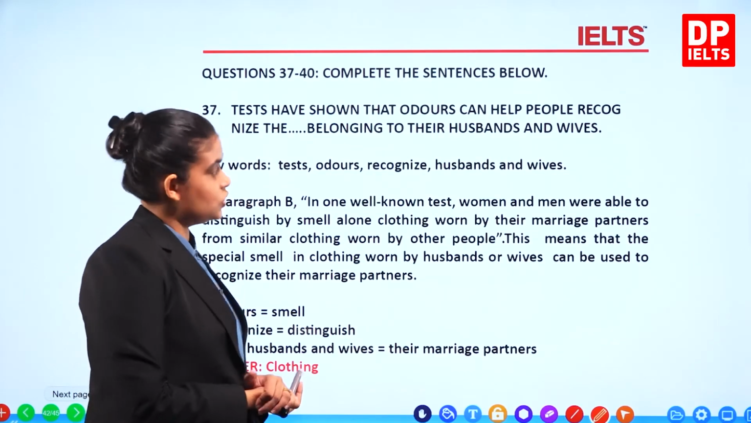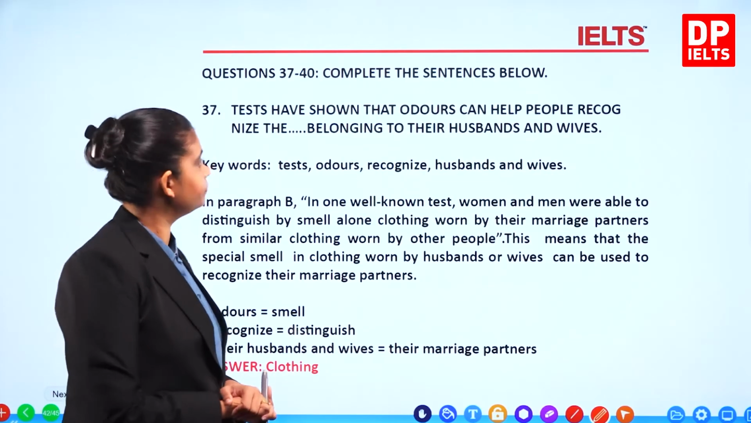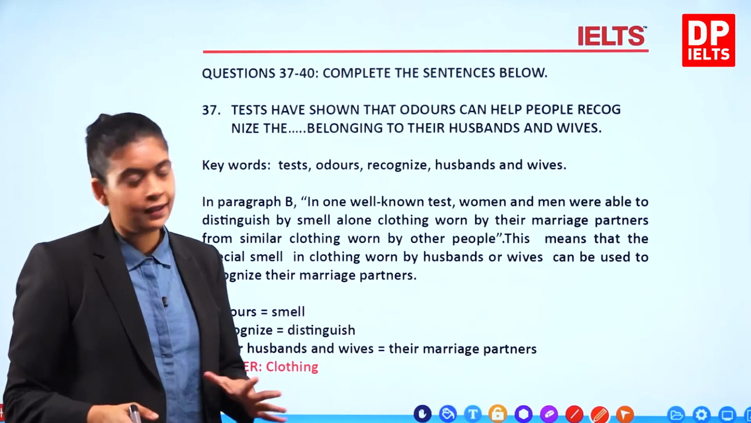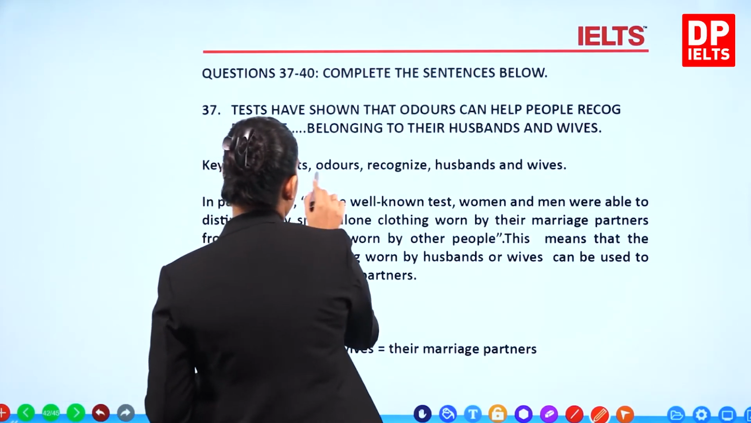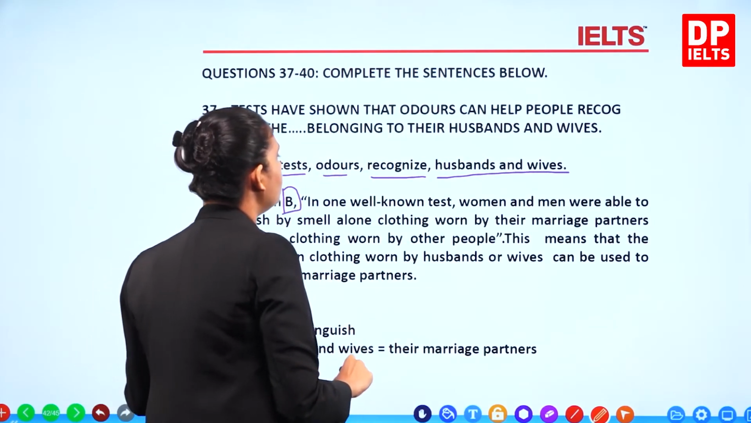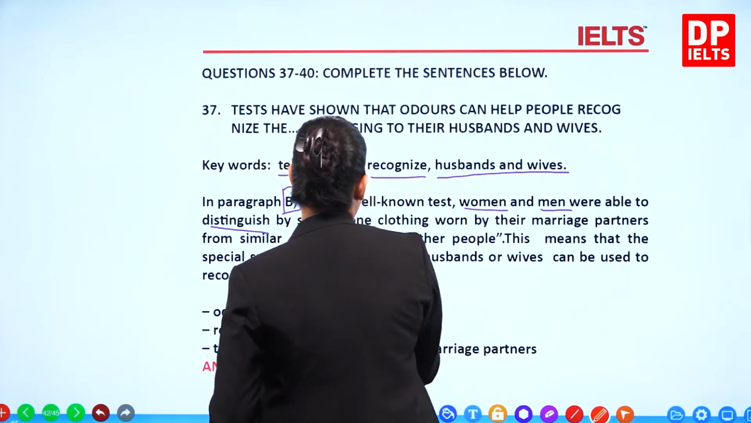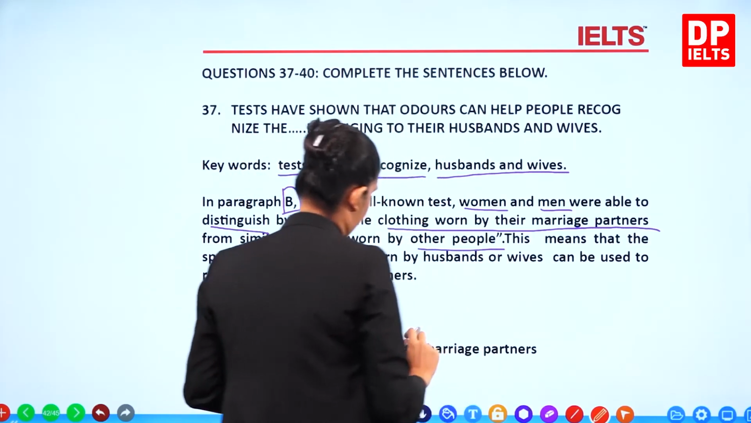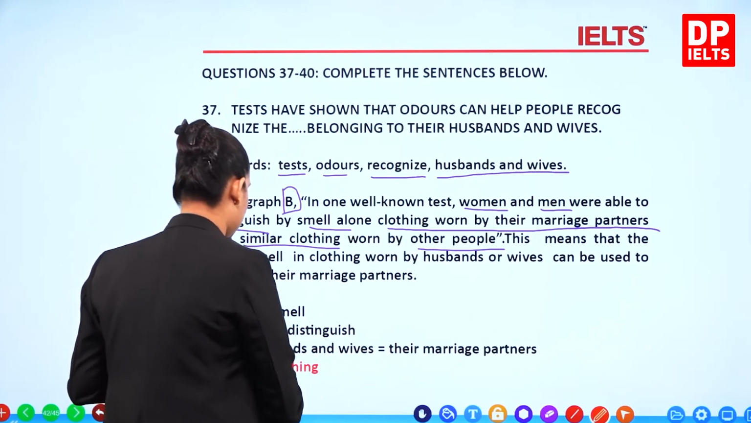The last few questions, questions number 37 to 40. Complete the sentences below. Tests have shown that odors can help people recognize the blank belonging to their husbands and wives, okay? So what are your keywords? Tests, odors, recognize, husbands and wives. If you go to paragraph B, in one well-known test, women and men were able to distinguish by smell alone clothing worn by their marriage partners from similar clothing worn by other people, okay? So what were they able to distinguish? Clothing, right? So the answer is clothing.